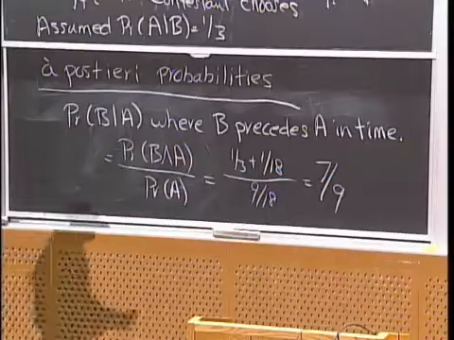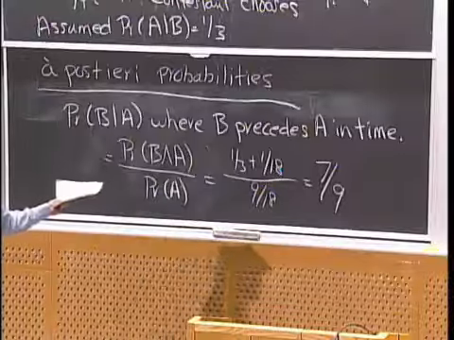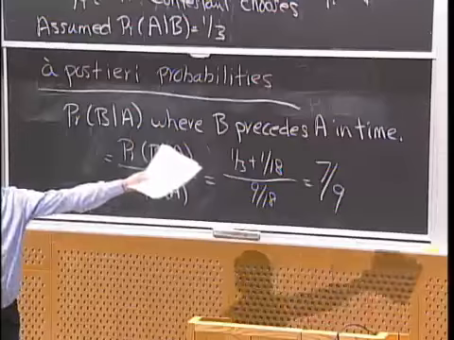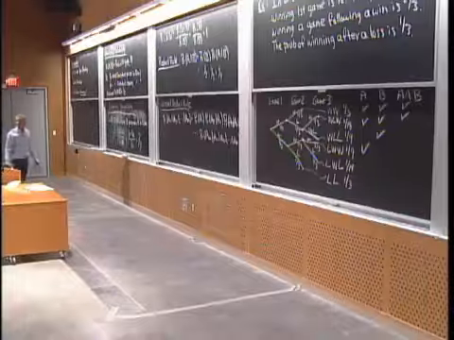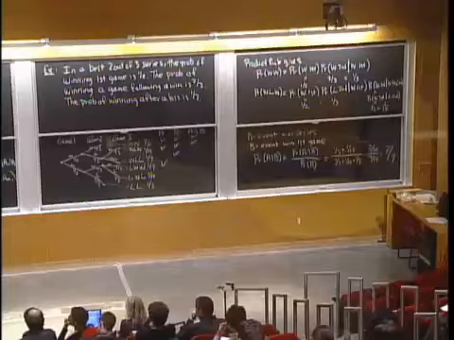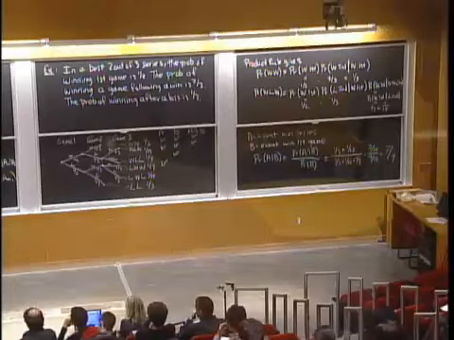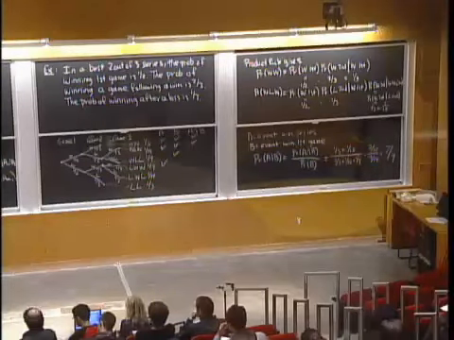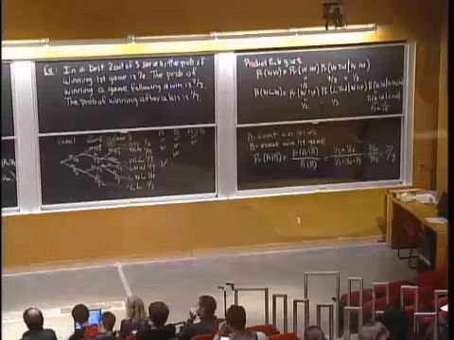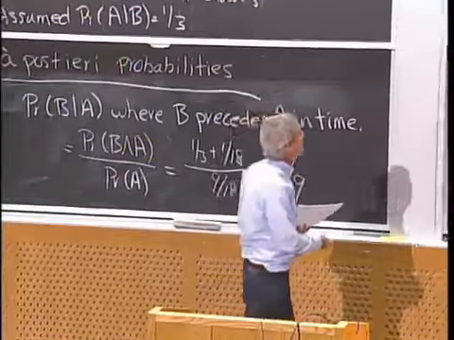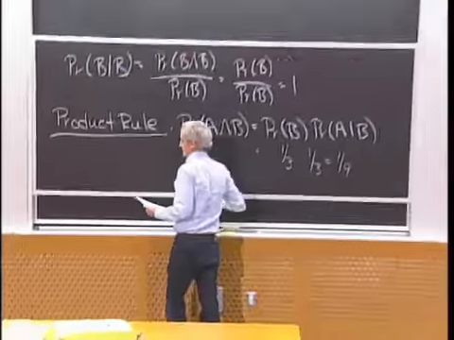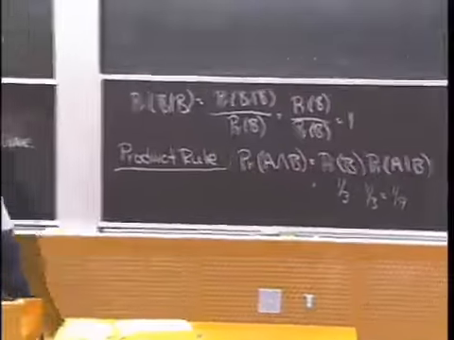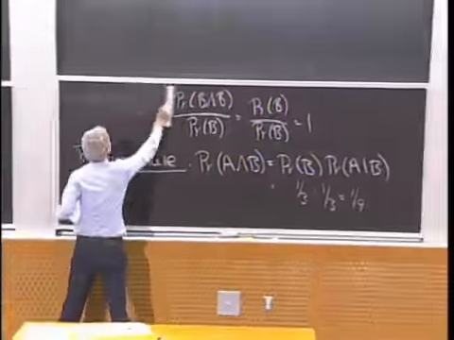Anybody notice anything unusual about that answer here? It's the same as the answer over there. Is that a theorem? No. The probability of A given B is not always the probability of B given A. It was in this case. It is not always true. In fact, we can make a simple example to see why that's not always the case.